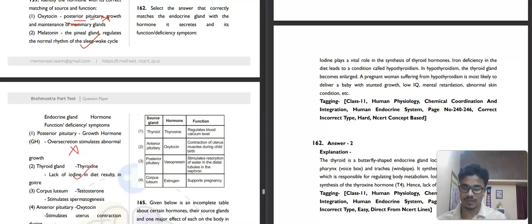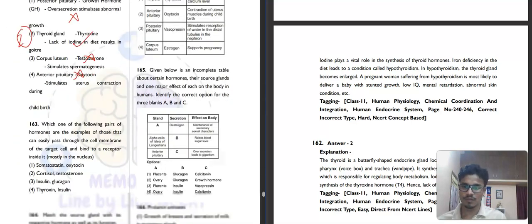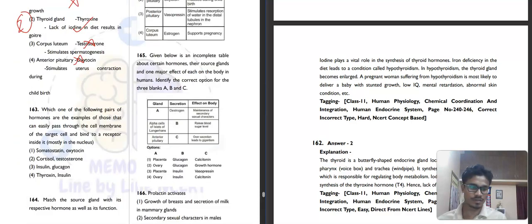Correct. Then corpus luteum testosterone. I don't know what this is. Anterior pituitary oxytocin. No, posterior pituitary oxytocin. The second option will be our correct answer. Moving to the next question. Question number 163.